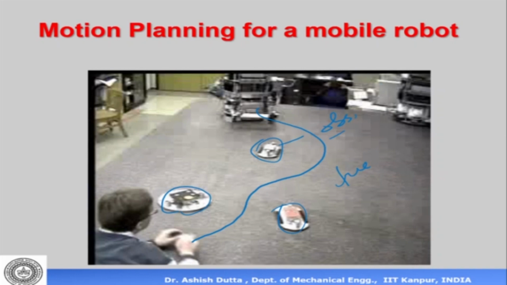What is the plan here? The plan would be that the robot can move towards the goal. If this is my goal, the robot can try and move towards the goal. Whenever it comes near an obstacle, it can avoid the obstacle like this, and go here. Okay, so this path will probably be the shortest path.